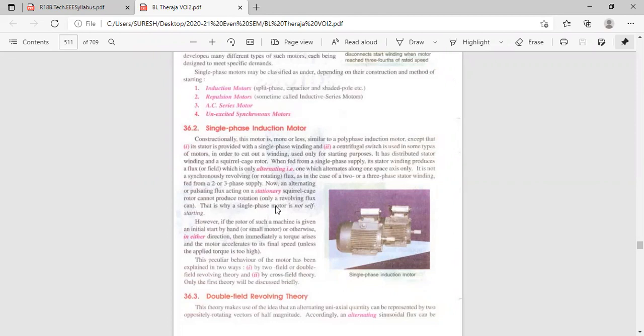In the exam, they will ask for 2 marks. Sometimes they will ask for 5 marks also. Why is it not self-starting? Why is a single phase motor not self-starting? Can anyone tell?